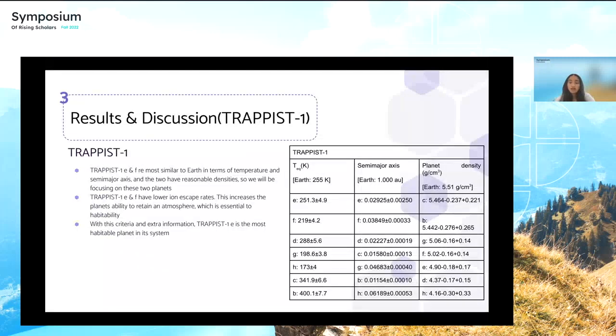TRAPPIST-1. On the right here is a table that was also included in my original paper ranking the TRAPPIST-1 planets. TRAPPIST-1 E and F are most similar to Earth in terms of temperature and semi-major axis, and the two have reasonable densities, so we focused on those two planets. They both have lower ion escape rates. Ion escape rate is the rate at which ions and molecules escape the atmosphere throughout time. Having a lower ion escape rate increases the planet's ability to retain an atmosphere, which is essential to habitability. With this criteria and some extra information, TRAPPIST-1e was found to be the most likely habitable planet in the system.